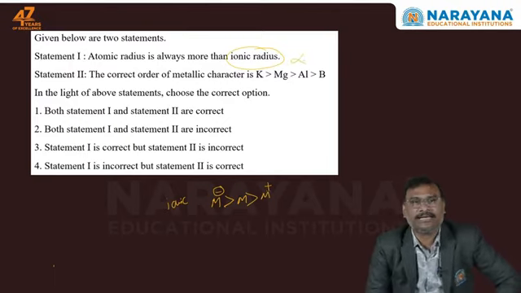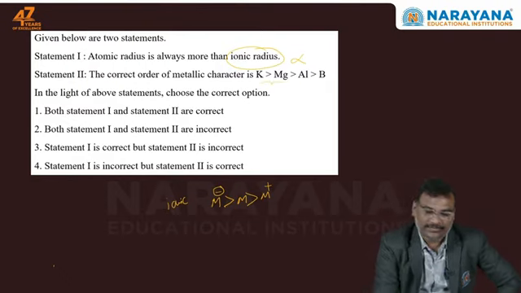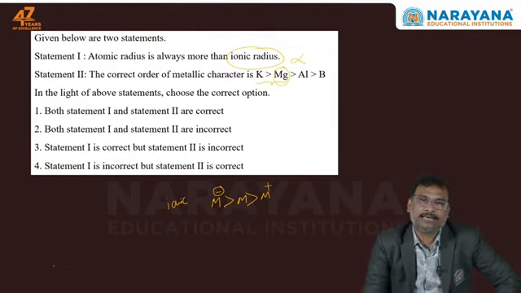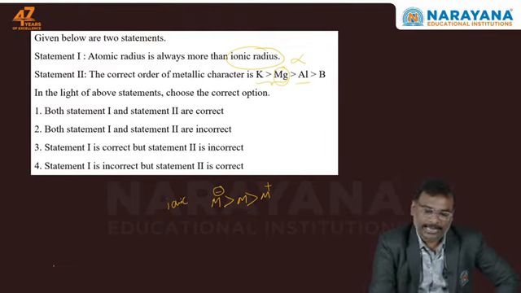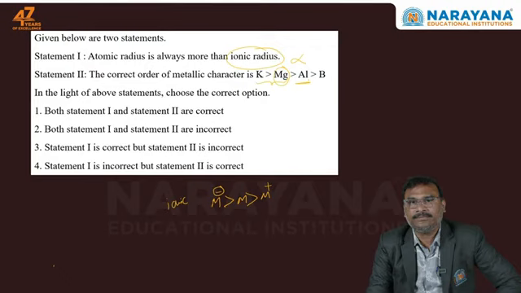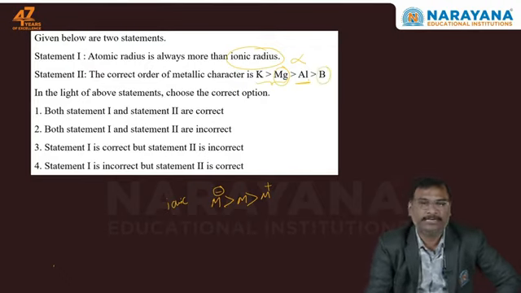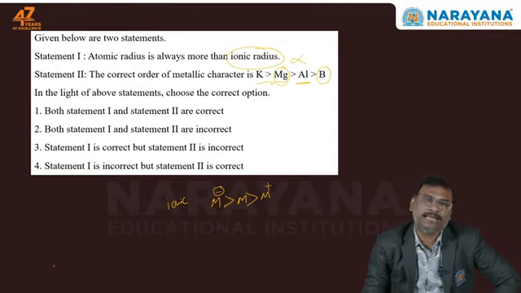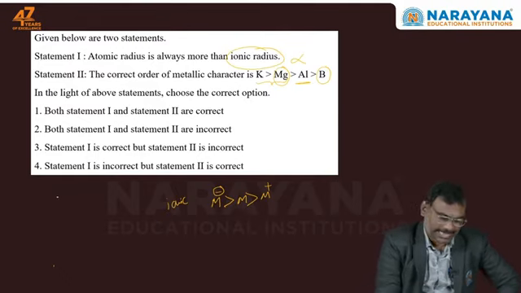If you go for the second statement, the correct order of metallic character is, yes, the first 2 elements: potassium is an alkali metal, magnesium is an alkaline earth metal, aluminum is a p block metal, and boron is a typical non-metal. When you consider first A group and second A group metals atomic radii, we can easily identify by using a small clue like this.